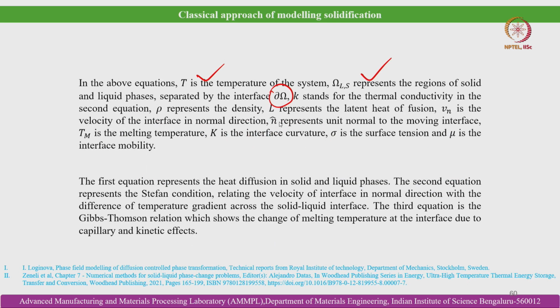So K stands for thermal conductivity, rho represents the density, and capital L represents the latent heat of fusion, whereas V_n is the velocity of the interface in the normal direction, and n cap represents the unit normal to the moving interface. The interface is the solid liquid interface, that means the interface building up in the solidifying melt, if we consider the melt.